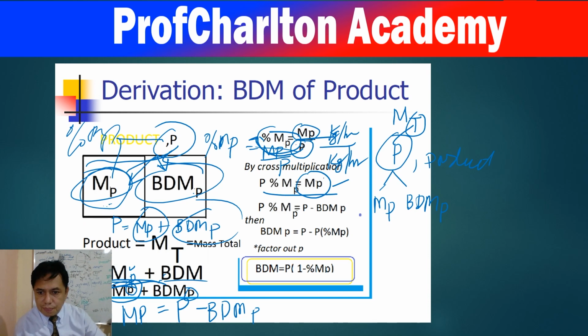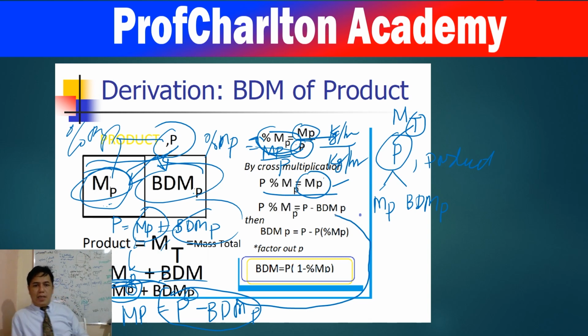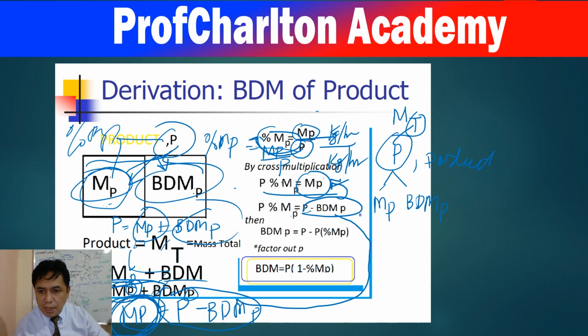So we have to substitute this. P minus BDMP is this. So that is MP. This whole expression here is just coming from here, which is MP, right? MP is P minus BDM of P. So as you can see, we could get some common. So what is the common term there?